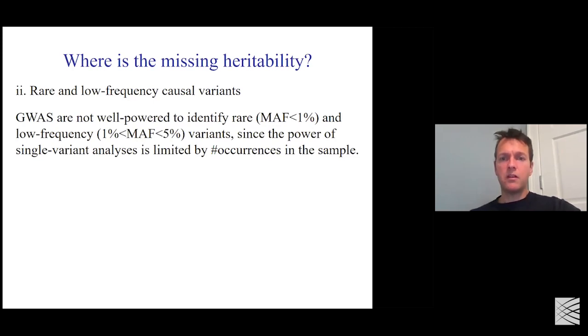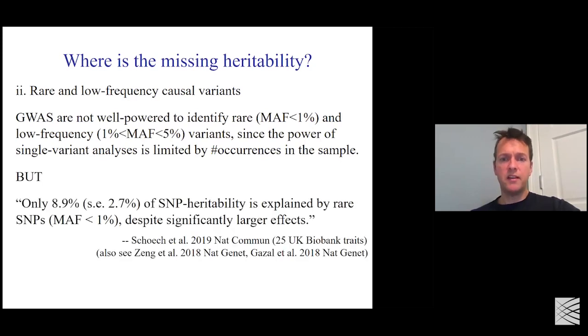And maybe that's where a lot of the missing heritability is. That's an explanation people have been interested in. But recent work from Zhang et al. 2018 Nature Genetics, as well as other work from our group, Shook et al. and Ghazal et al., is suggesting that there's not really a lot of heritability coming from rare and low frequency SNPs. So according to Shook et al., it's less than 10% of SNP heritability. I know I haven't defined SNP heritability yet. We'll get to that later, but less than 10% of SNP heritability is coming from SNPs with minor allele frequency less than 1%.